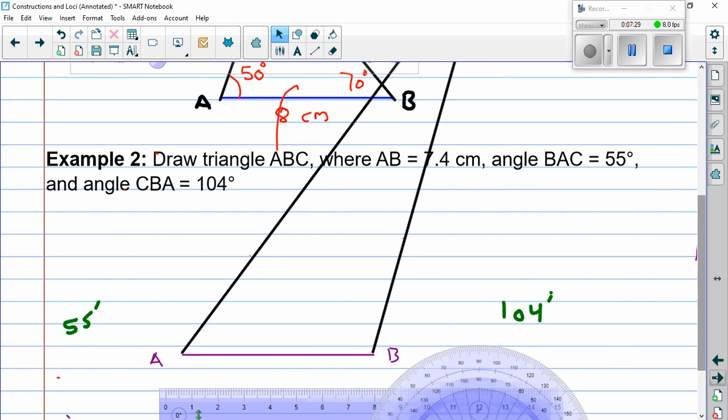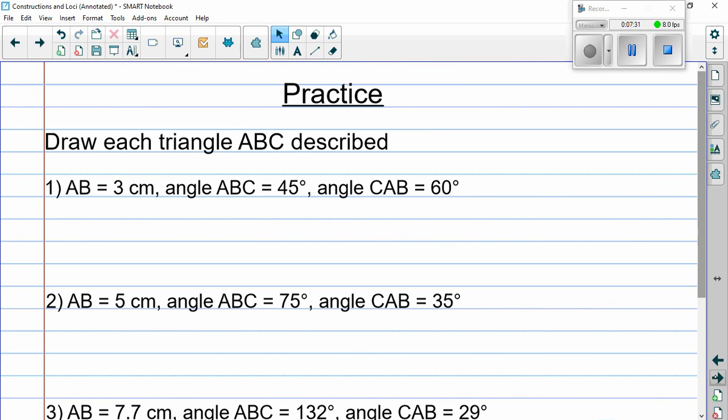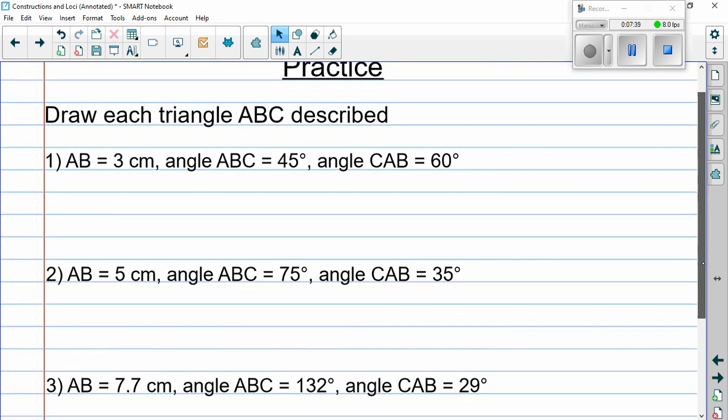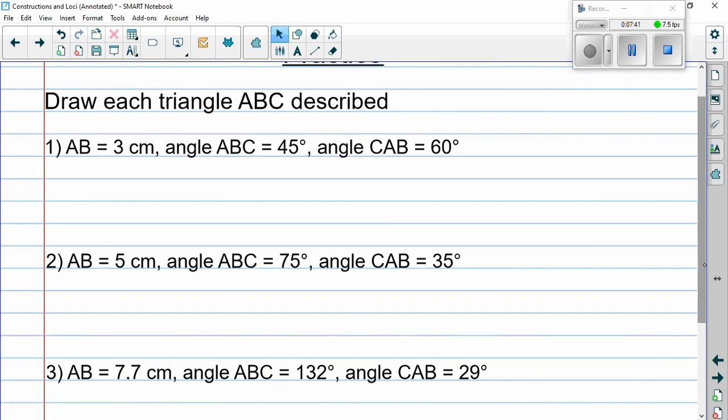Now, next page, we're going to do some practice. So here are 3 questions. I want you to go ahead and try these out for yourself. Draw each angle as described. In question 3, notice it has something over 90 degrees, so it might end up with another big diagram. So keep that in mind when you're drawing it. Pause the video now, and when you're ready, you may press play, and we'll go through the answers ever so quickly.